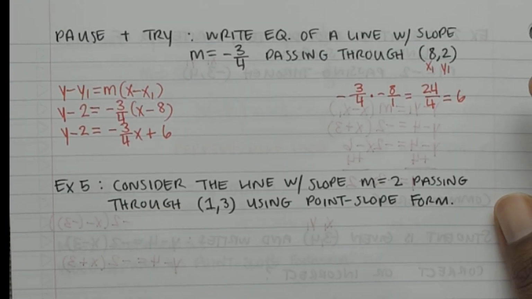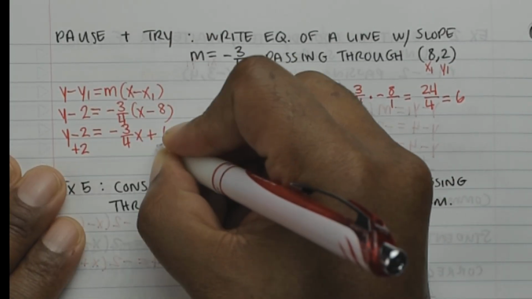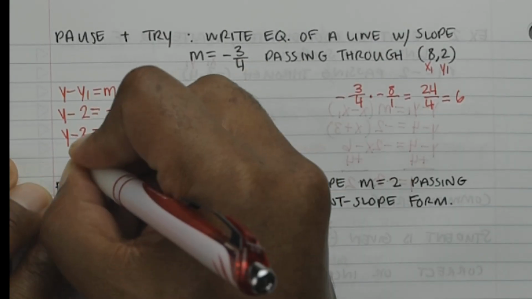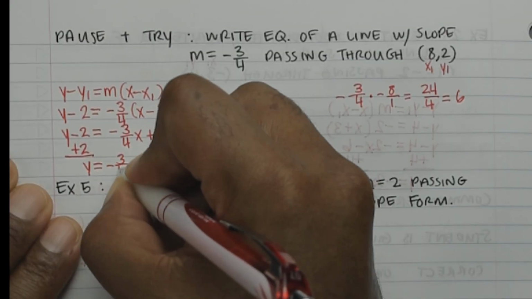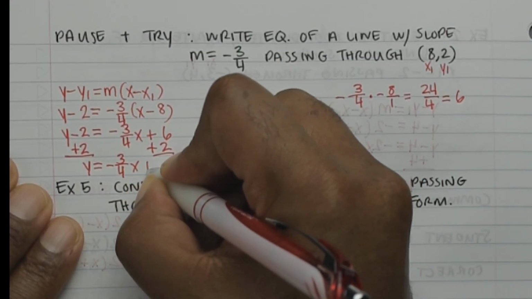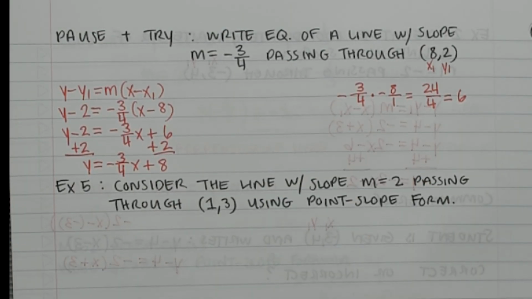Now, we need to add 2 to both sides. Adding 2 to both sides, the final result is y equals -3/4 x plus 8. And that is our final answer.